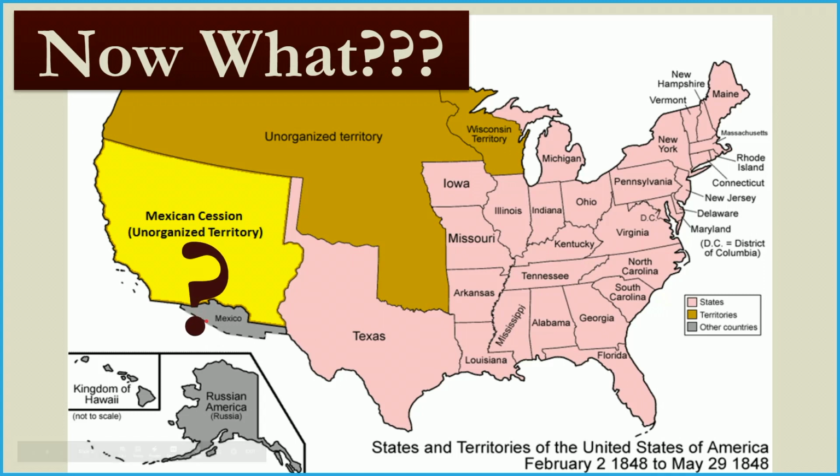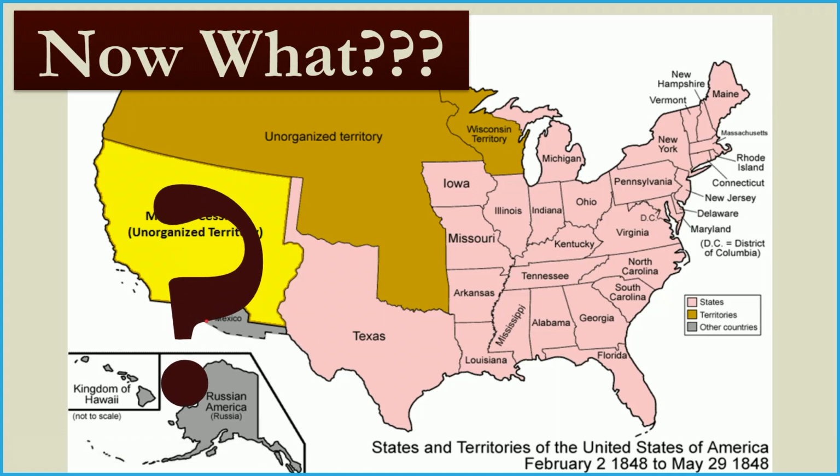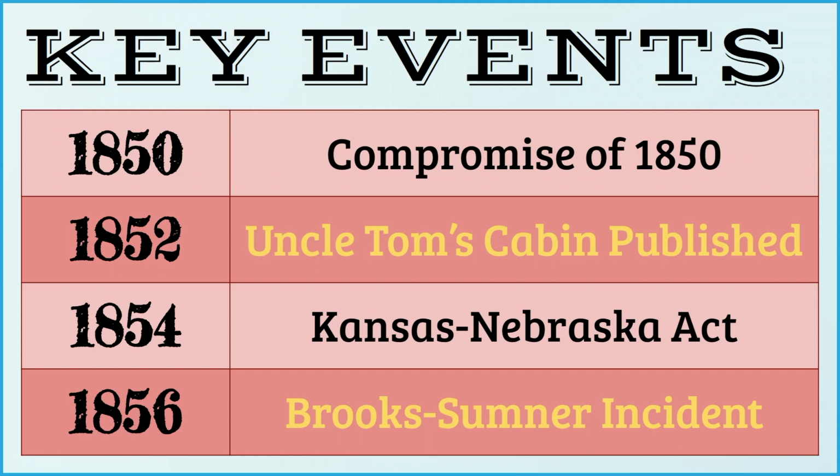But now what? Now what happens to all of that land out west? Is that land going to eventually become free states? Is that land going to eventually become slave states? That's really the issue now on the table, and it is why we are going to go down this path towards eventual war. In this section, we're looking at 4 very important events along this path to Civil War in 1861.